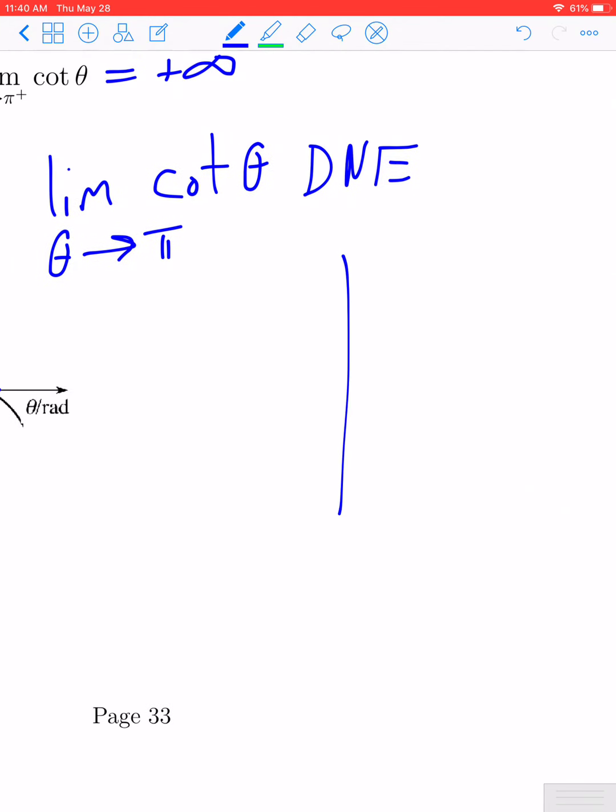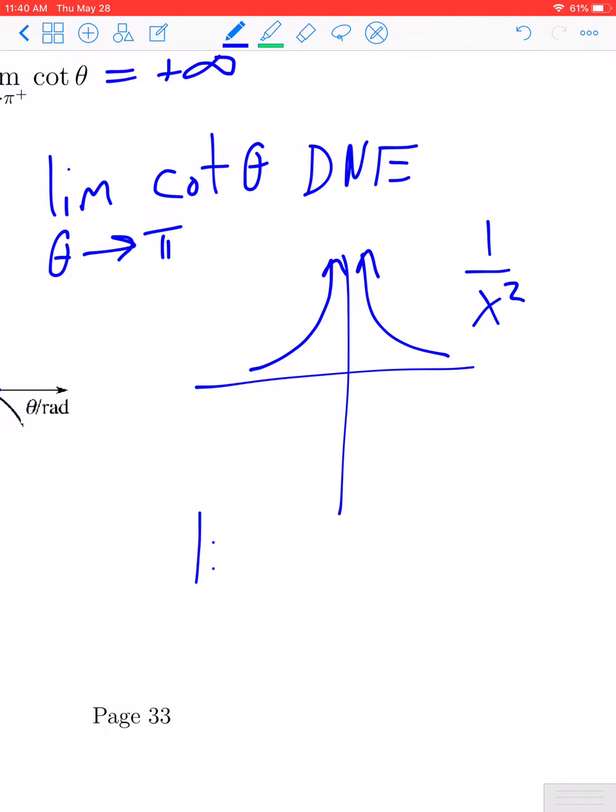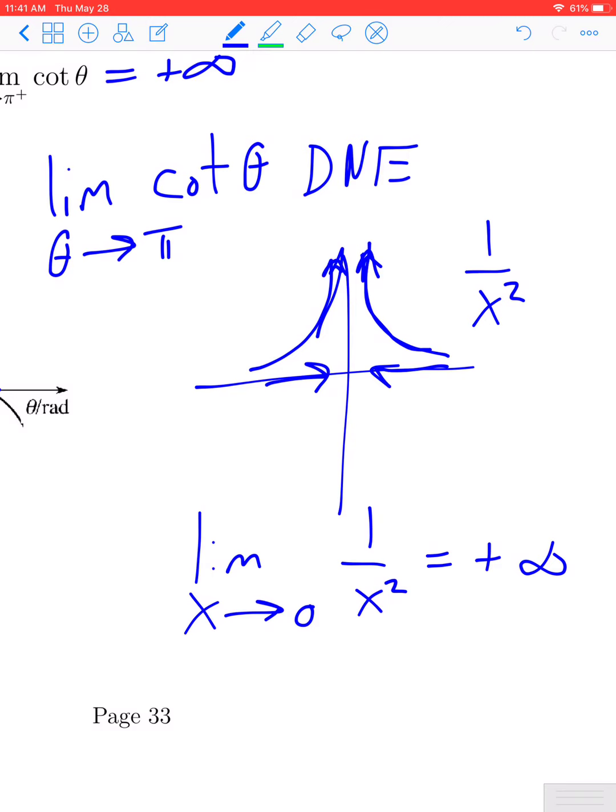If we had gotten a common infinity type, let's say, for example, if you look at the graph of 1 over x squared, the limit as x approaches 0 of 1 over x squared, as we approach 0 from the left, it's approaching positive infinity. As we approach 0 from the right, it's again approaching that common positive infinity. So we could say that the limit as x approaches 0 of 1 over x squared is equal to positive infinity because both of the one-sided limits are approaching positive infinity.